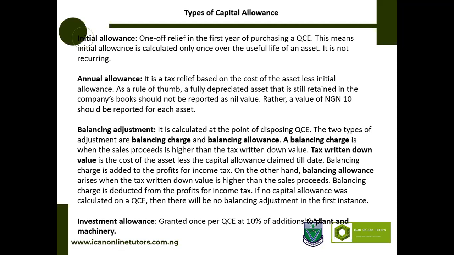A good example: a motor vehicle that has a 50-25 rate, that is 50% initial allowance, 25% annual allowance. If this asset costs me 500,000, the initial allowance on it will be 50% of 500,000, which is 250,000. The annual allowance on it will be what? The cost less initial allowance, divided by N, where N is 100 divided by the annual allowance rate. That rate is 25%. 100 divided by 25 is 4. So the asset lifespan is 4 years.